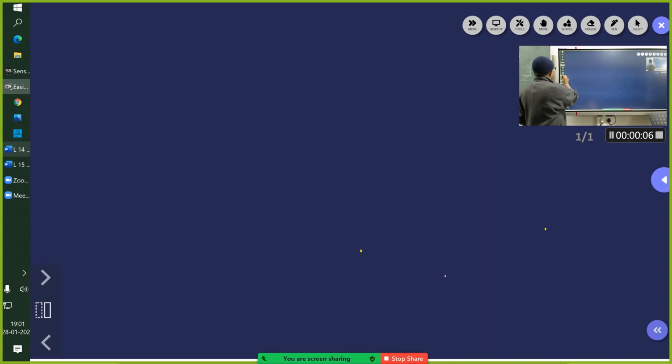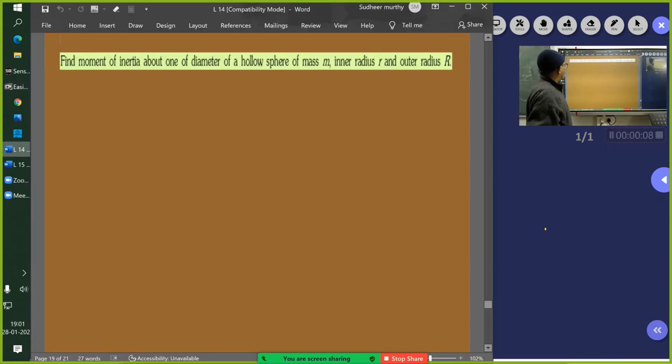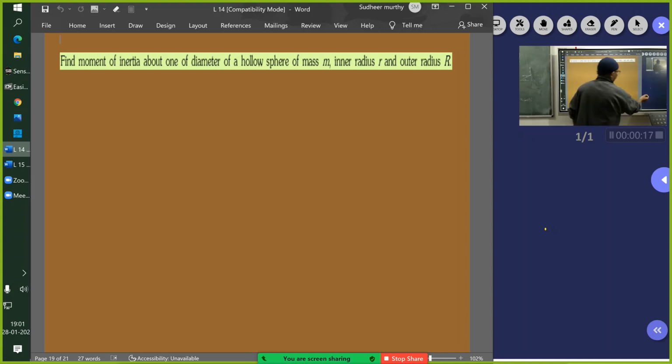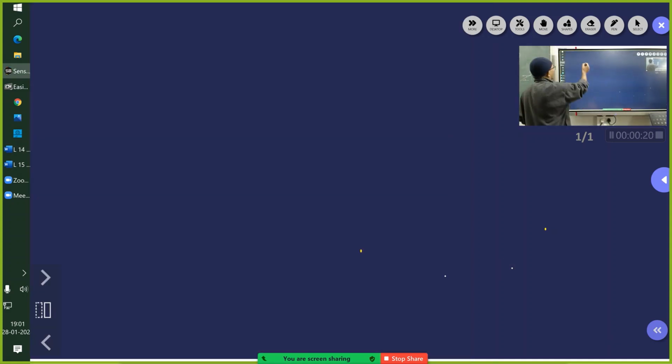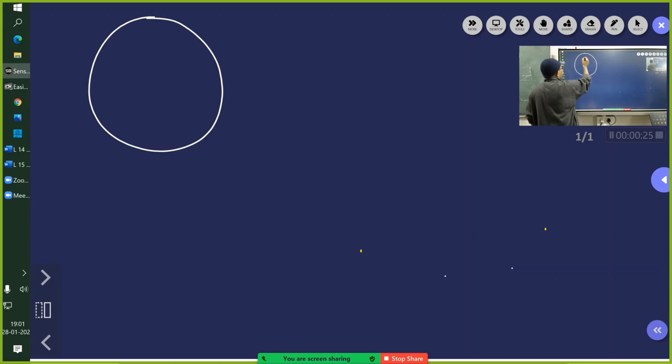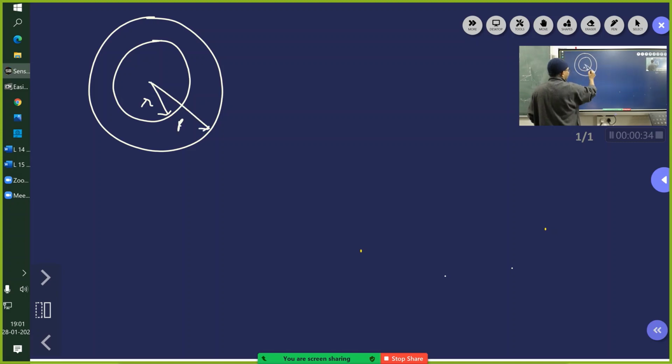So yesterday's one numerical: find the moment of inertia about one of the diameters of a hollow sphere of mass M, inner radius and outer radius given. I think we left it at half. So I'll just recapitulate. If you take this as the cross section of a sphere, they had given us this r and this R, and they have told the mass of this portion is M. Clear?